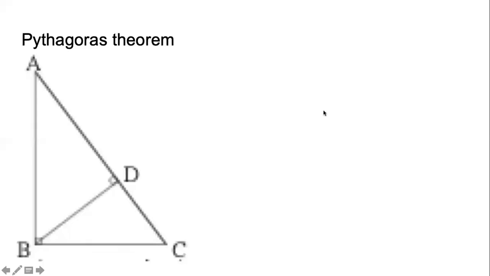So using the conditions of similarity of right angle triangles and the theorem of geometric mean, we looked at another theoretical proof of Pythagoras theorem.